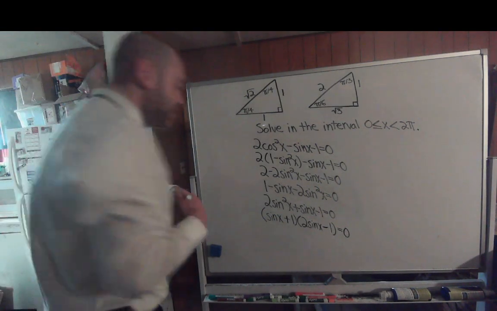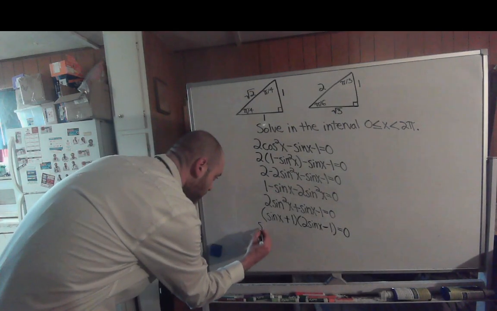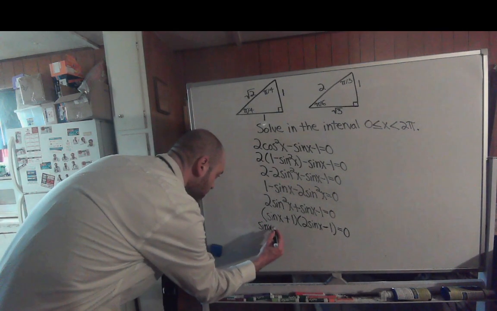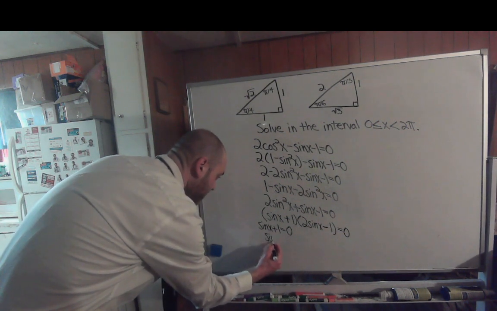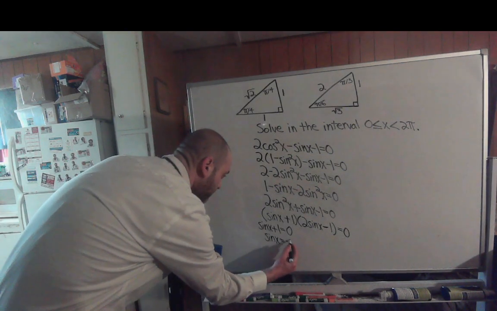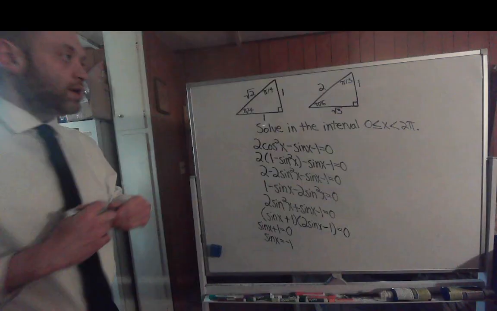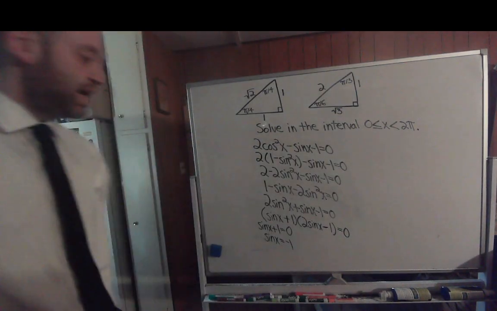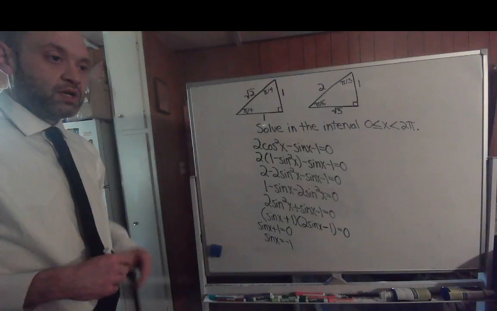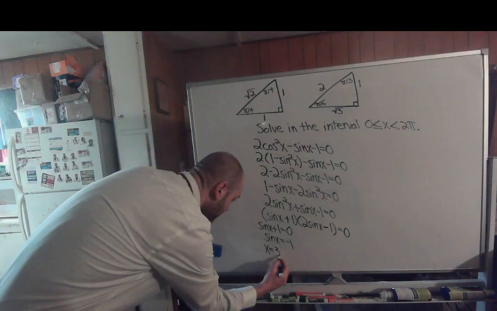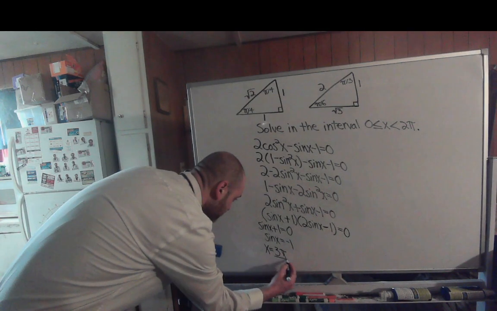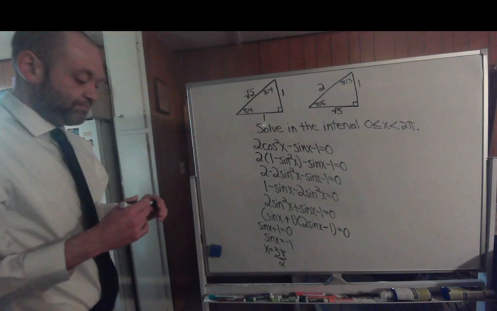Well, set your sine of x plus 1 equal to 0. And then that would give you, of course, that the sine of x equals negative 1. Well, where in the interval from 0 to 2 pi is the sine negative 1? That's going to be 3 pi over 2, right? So preliminarily, it looks like we got x equals 3 pi over 2.